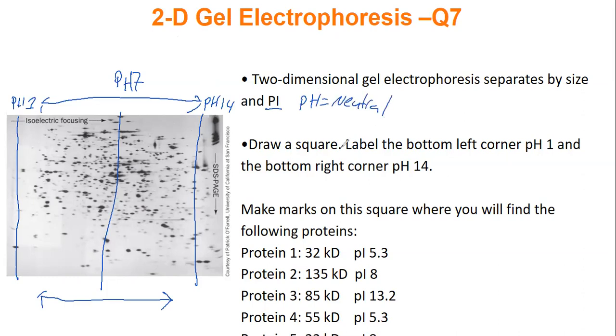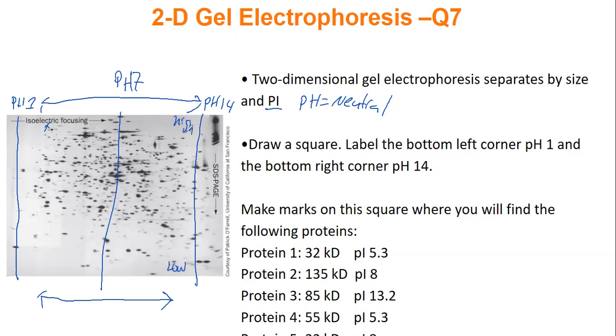So if I apply an electric field, you're going to move until you reach the pH that is equal to your pI, and overall you have no charge. If you're not charged, you're not going to move in an electric field. Then you do SDS page and you sort by weight. Again, low weight at the bottom, high at the top.